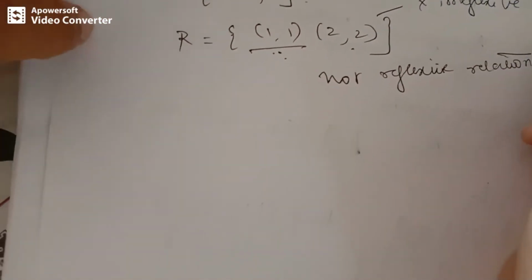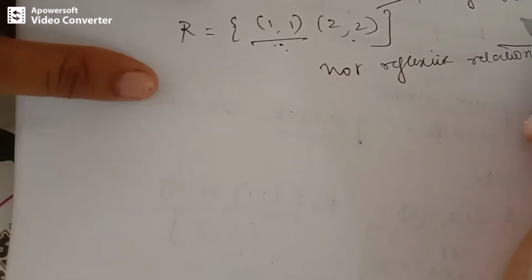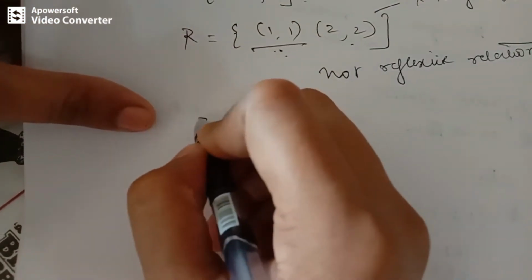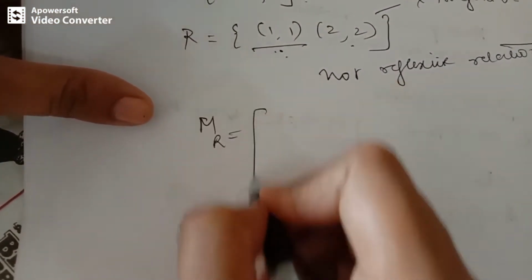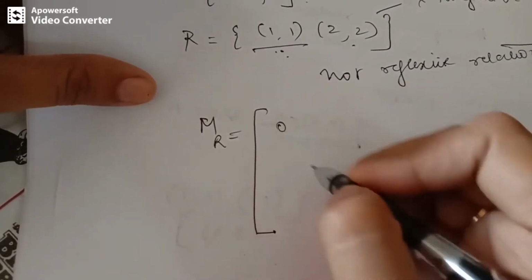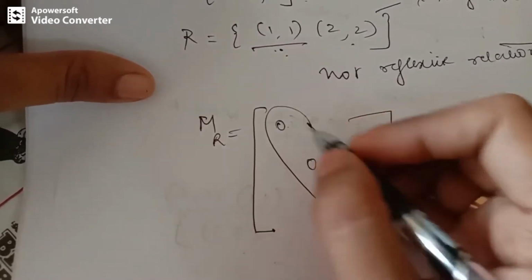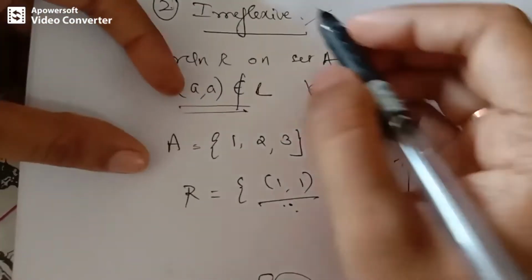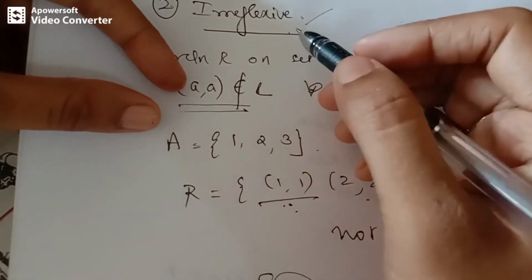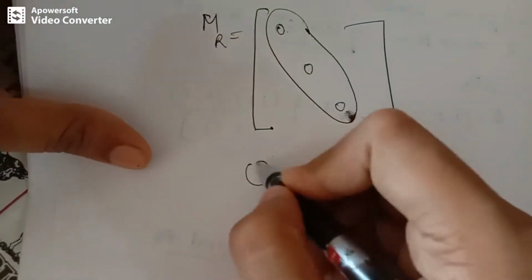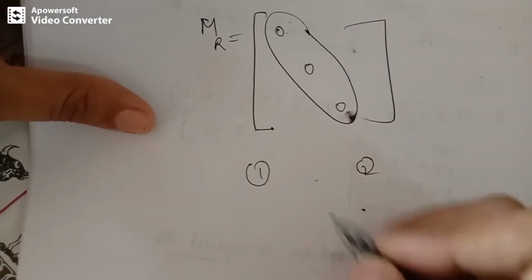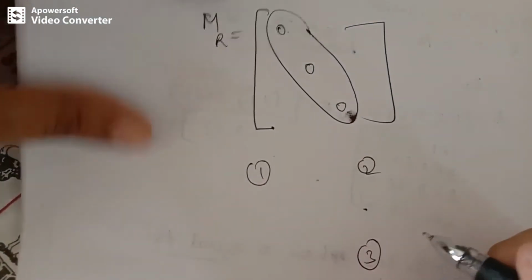And we can see some of the results pertaining to irreflexive relation. When you define the matrix of a relation R, you will have just zeros in the main diagonal. You can observe this because no element will be related to itself in case of irreflexive relation. And obviously in the graph you will not have any loops, self loops.